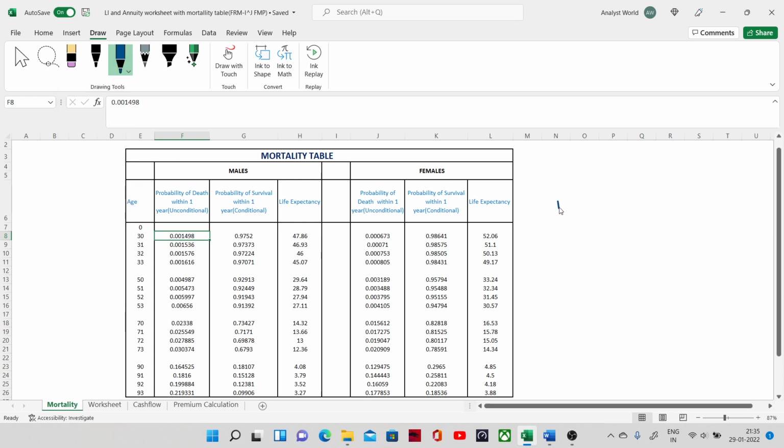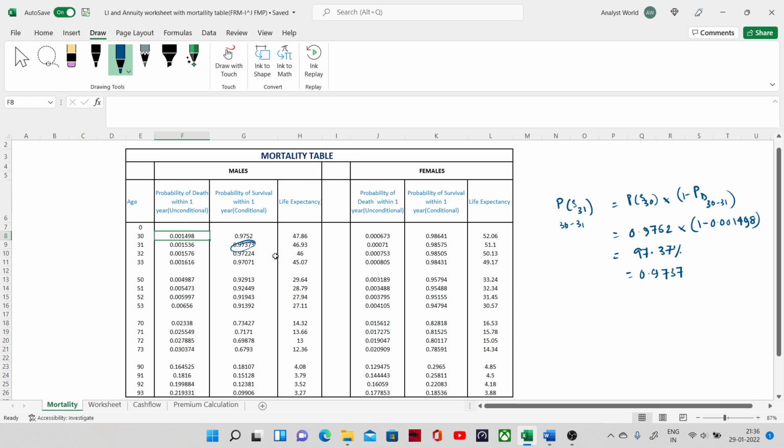The way we do it is that the probability that the person will survive up until year 31, that is one more year, between year 30 and 31, is the probability that the person has survived up until year 30 times 1 minus the probability of death between the 30th and 31st year. If we do this math, this becomes 0.9752, as has been given, times 1 minus 0.001498. This comes out to be 97.37%, or in decimal terms 0.9737, exactly the same thing which is appearing here.